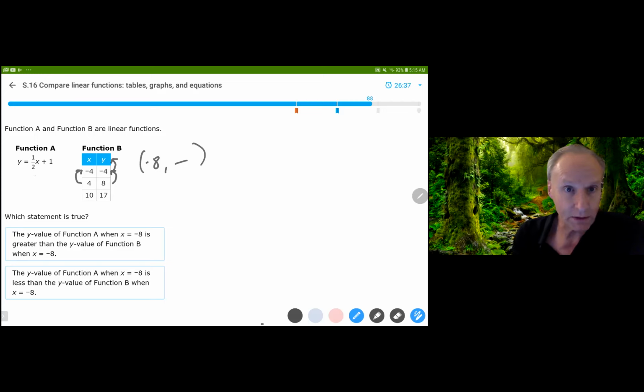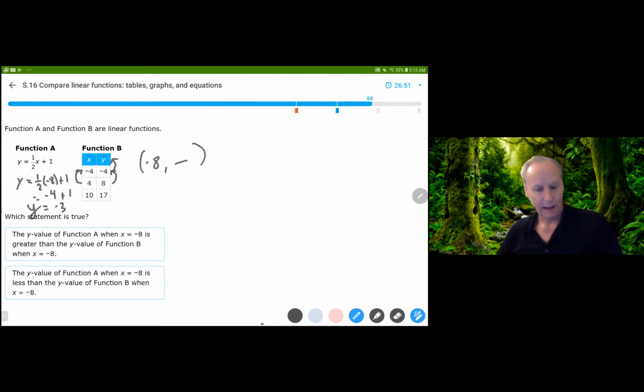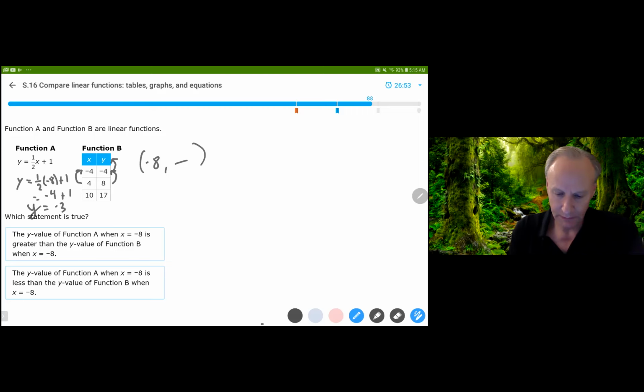Now over here, I get -8. If I substitute it into this function, I get y equals half of -8 plus 1, which is -4 plus 1, which is -3. And look what happens. This y value is going to be -3. This y value is going to be much smaller than -4. So A is larger.